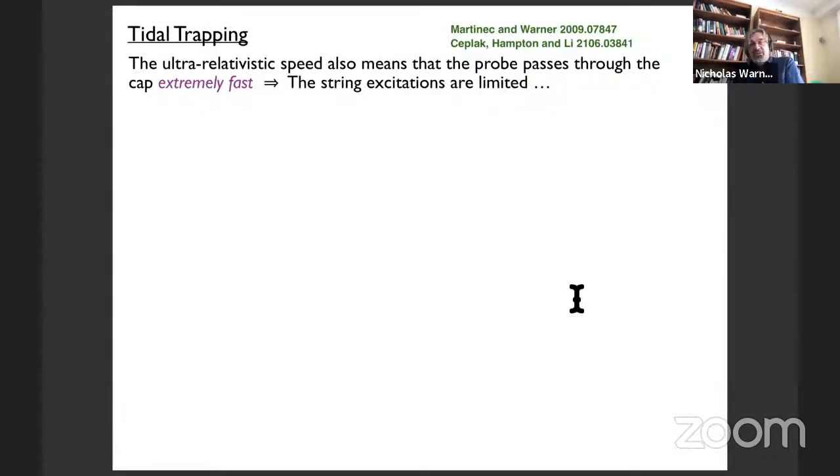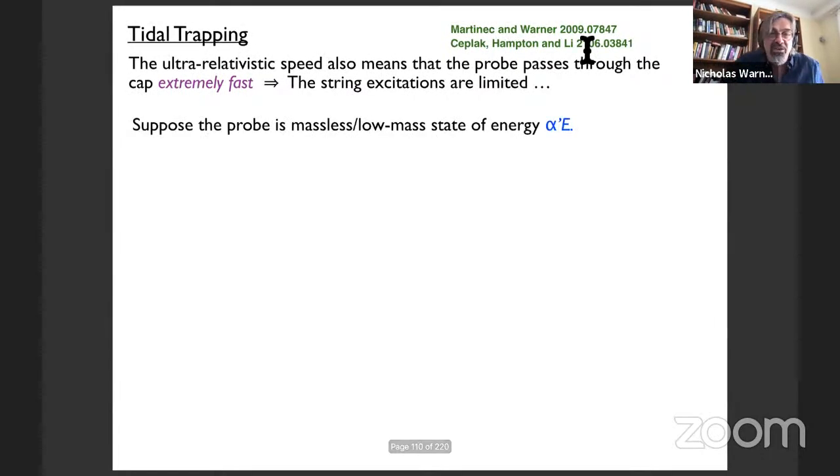Okay, but it turns out there's quite a lot more that can be said, and that was what Emil and I did, and this nice talk by Sean discussed. The ultra-relativistic speed means that you actually zip through the cap very, very fast. And so rather than receiving just this endless stretching, the string actually receives a limited amount of excitation. You should think of it more as like a hammer blow. And so you can do a sort of sudden approximation, and you can see what then happens.